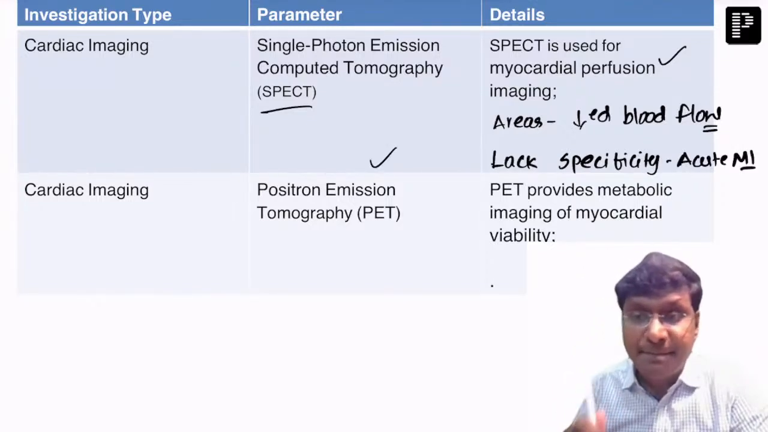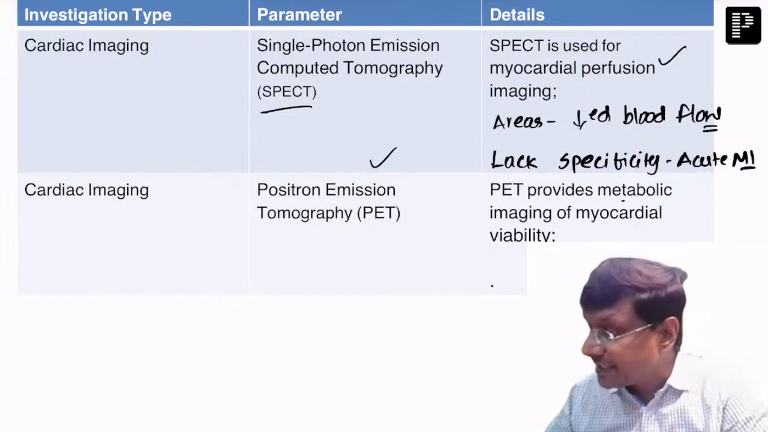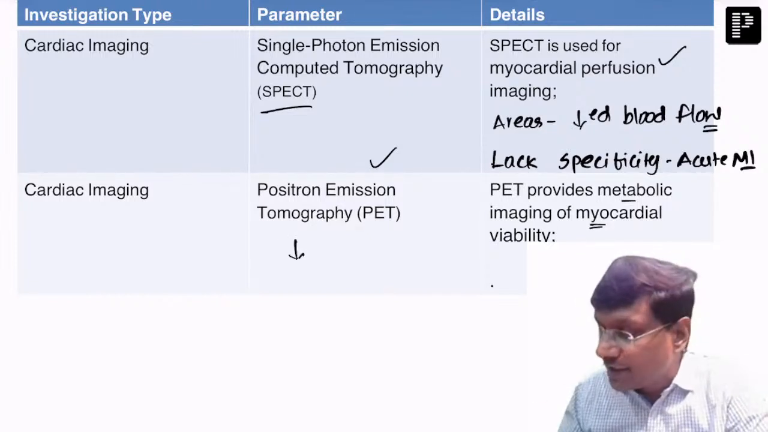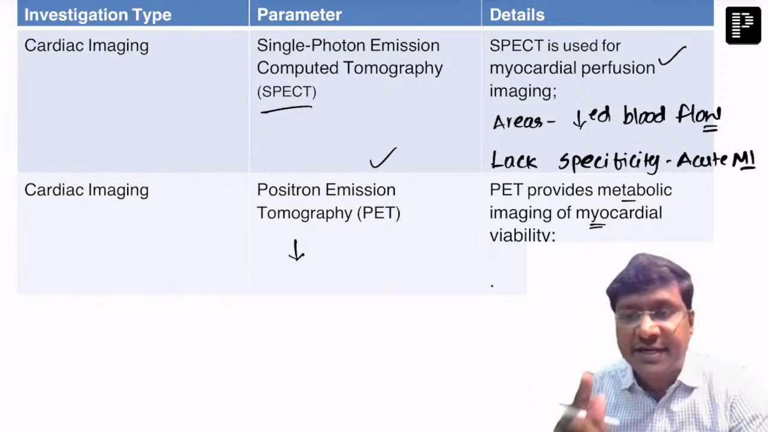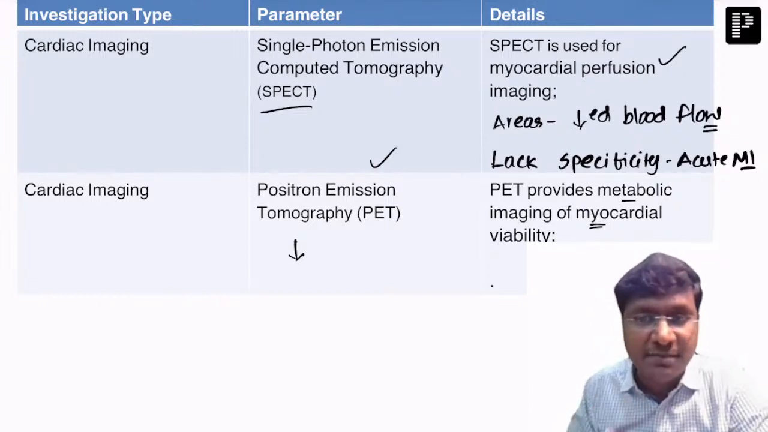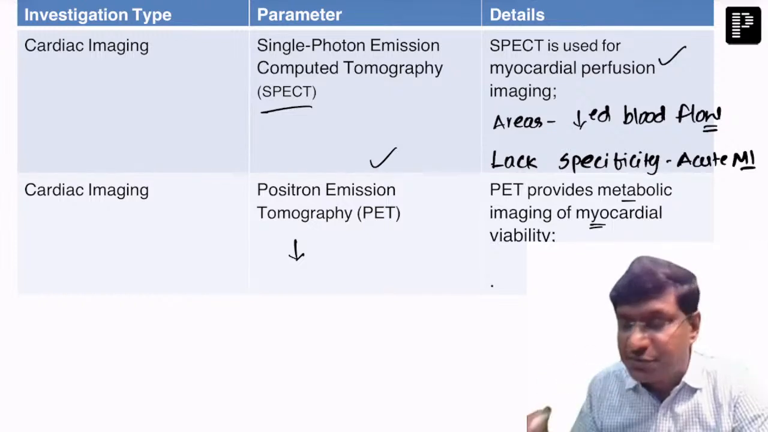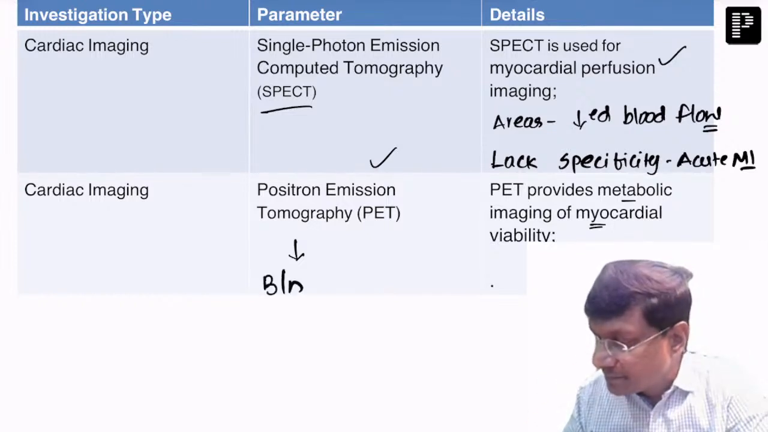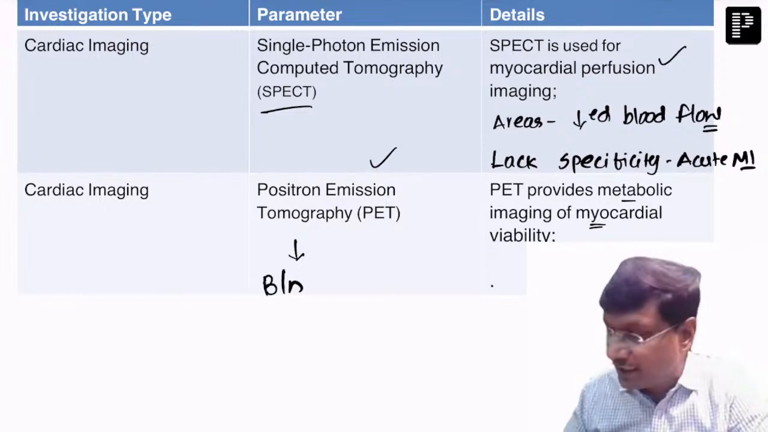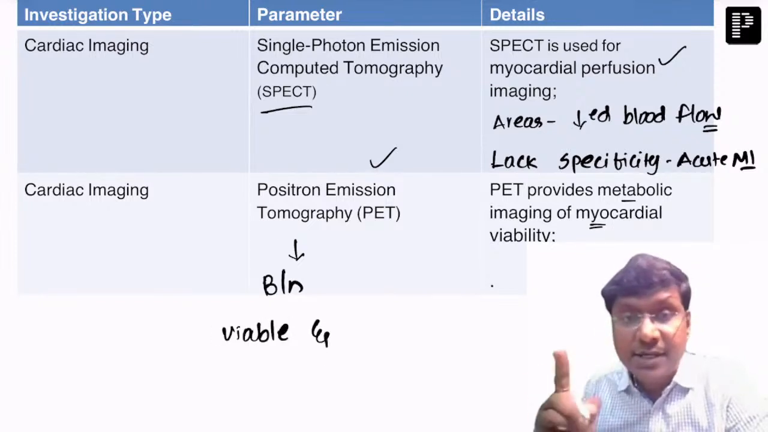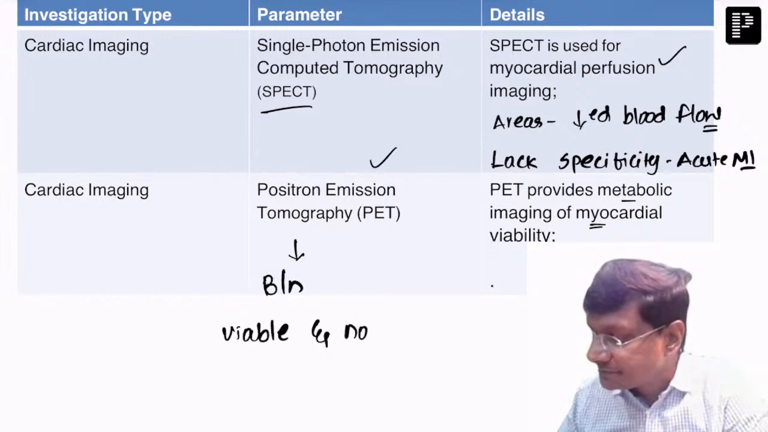Next important cardiac imaging is PET. This particular PET provides metabolic imaging of the myocardial viability. And the importance of this PET is that it will tell you about the metabolic imaging of the myocardial viability. And this PET will distinguish between viable and non-viable myocardium.